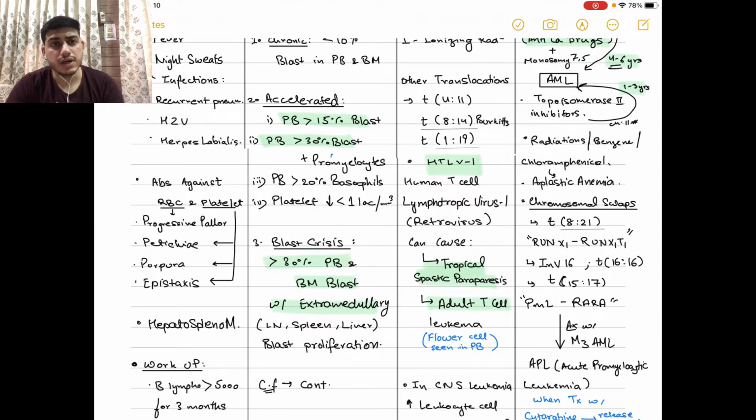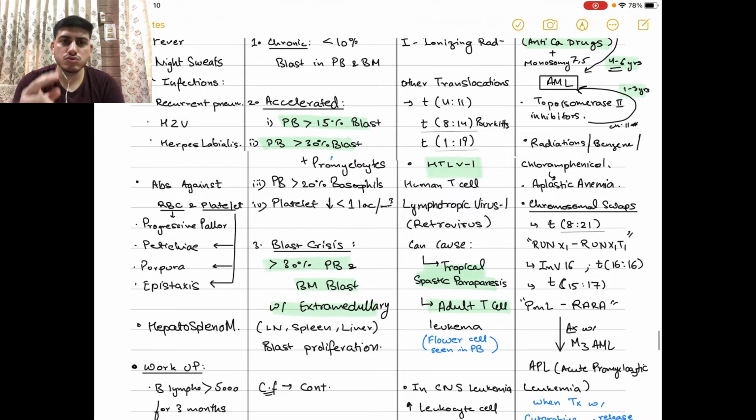Then for the same patient, if not treated, later it can go into the accelerated phase. In the accelerated phase, in peripheral blood, you can find more than 15% blast cells, or more than 30% blast cells along with promyelocytes. These two criteria are mentioned in the latest updated version of Harrison. There it is mentioned: in accelerated phase, more than 15% and/or more than 30% along with promyelocytes.